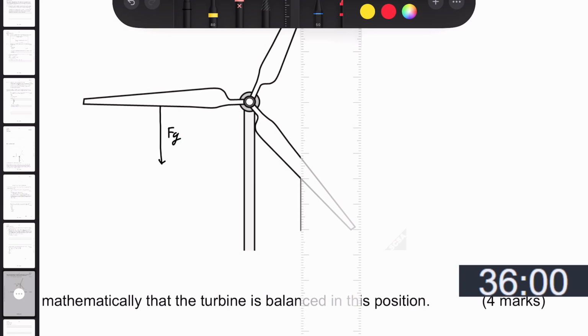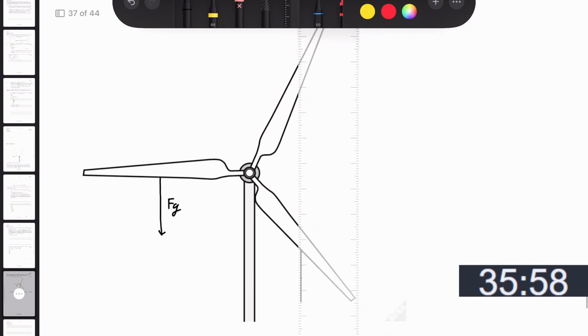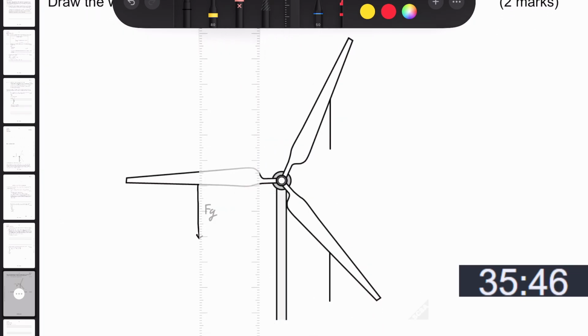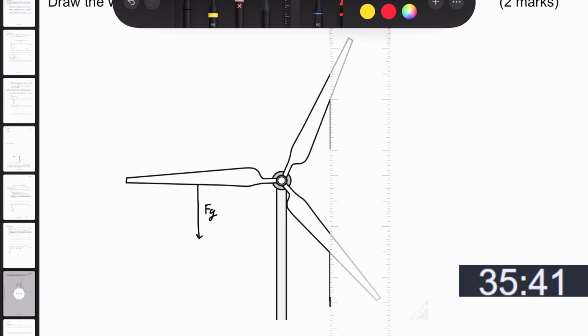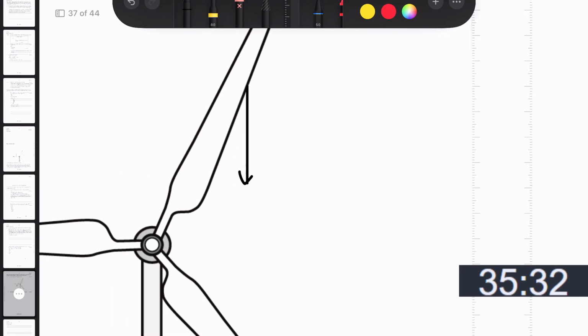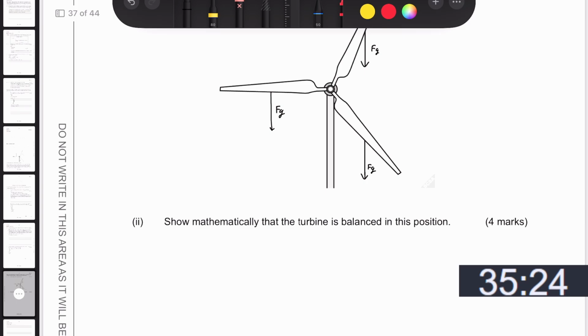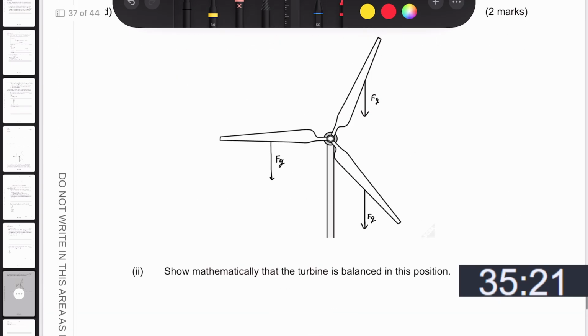And you go 1, 2, 3, and then the midpoint of this one, probably around there. And then I go 1, 2, 3. Let's see. So that's 3 a bit. Let's say a bit more. About there. And then this one is fine. So yeah, pretty happy with this. Fg, and then Fg. Show mathematically that the turbine is balanced in this position.